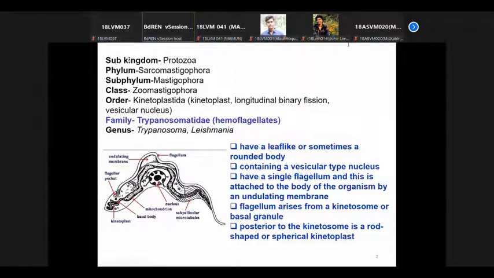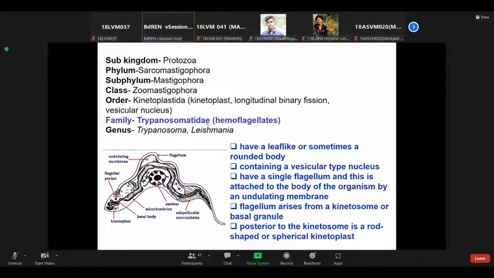So this is a classification, right? Subkingdom Protozoa. Okay, then subkingdom Protozoa, phylum Sarcomastigophora. In the previous class, we have shown some classification, taxonomic position of different class, order, family, etc.